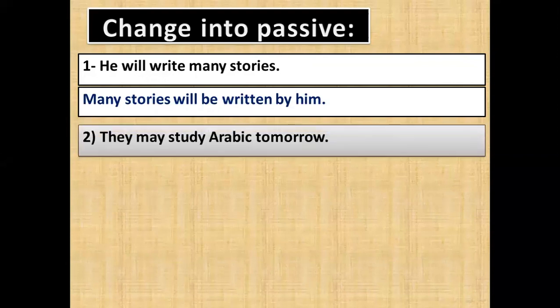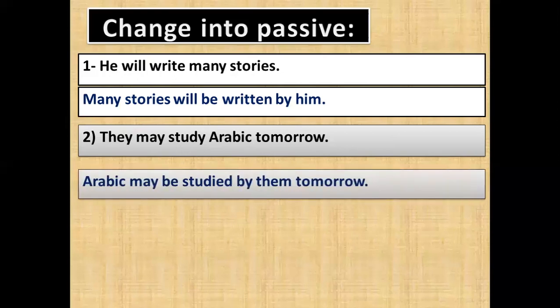Number two, they may study Arabic tomorrow. Again, they may study Arabic tomorrow. This sentence is active. I ask you to change it into passive. Okay, it's important to identify the object. The object here is Arabic, so I will start with that. Then I will use the modal verb may, Arabic may, plus be, may be, and the third form of study, it will be studied. Arabic may be studied by them tomorrow.